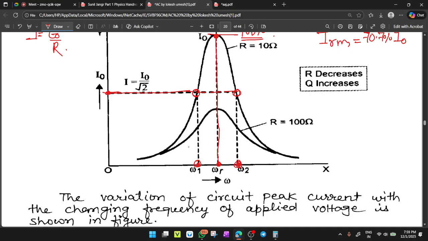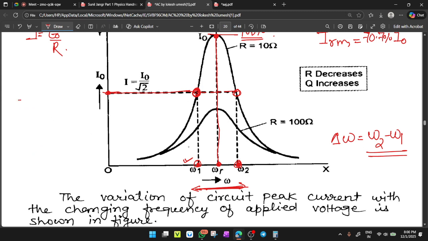So omega R will be at the center of omega 1 and omega 2. Clear? And the width of this band is called bandwidth. Delta omega is called bandwidth, equal to omega 2 minus omega 1. These are the corresponding frequencies at I naught upon root 2. The first, minimum frequency is omega 1, then omega 2, and the difference between the two frequencies is called bandwidth.